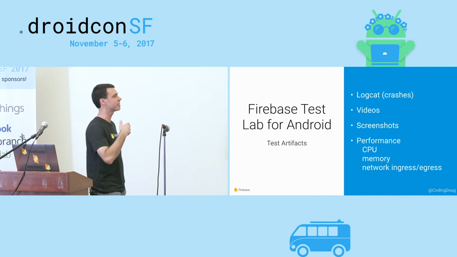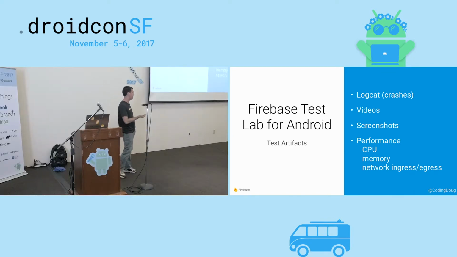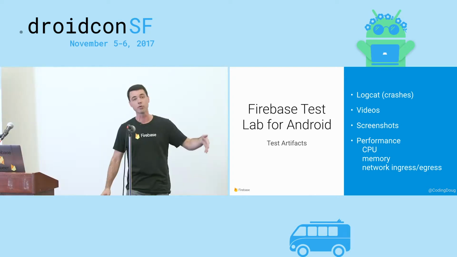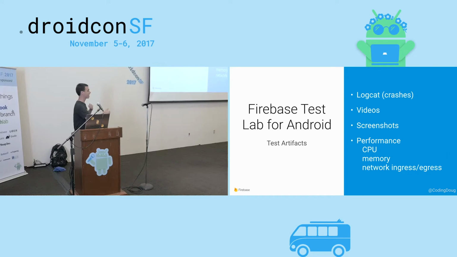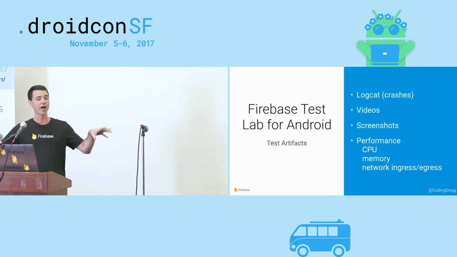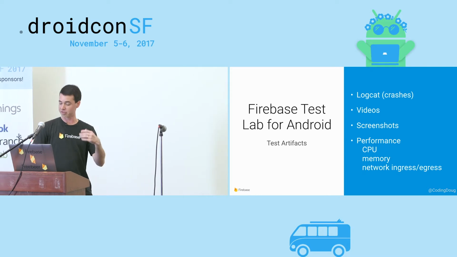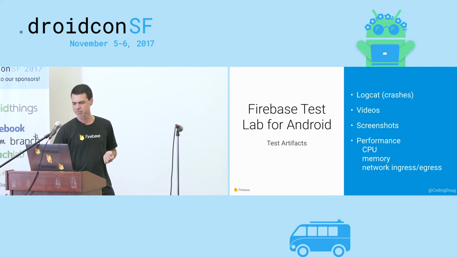And the newest feature is that you can get some performance metrics. So you can know throughout the time your app is running, how it's doing on CPU usage, how it's doing on memory, and also network egress and ingress. So as your app is doing these things, it's actually charting and graphing for you. So when the test completes, you'll have all these things.